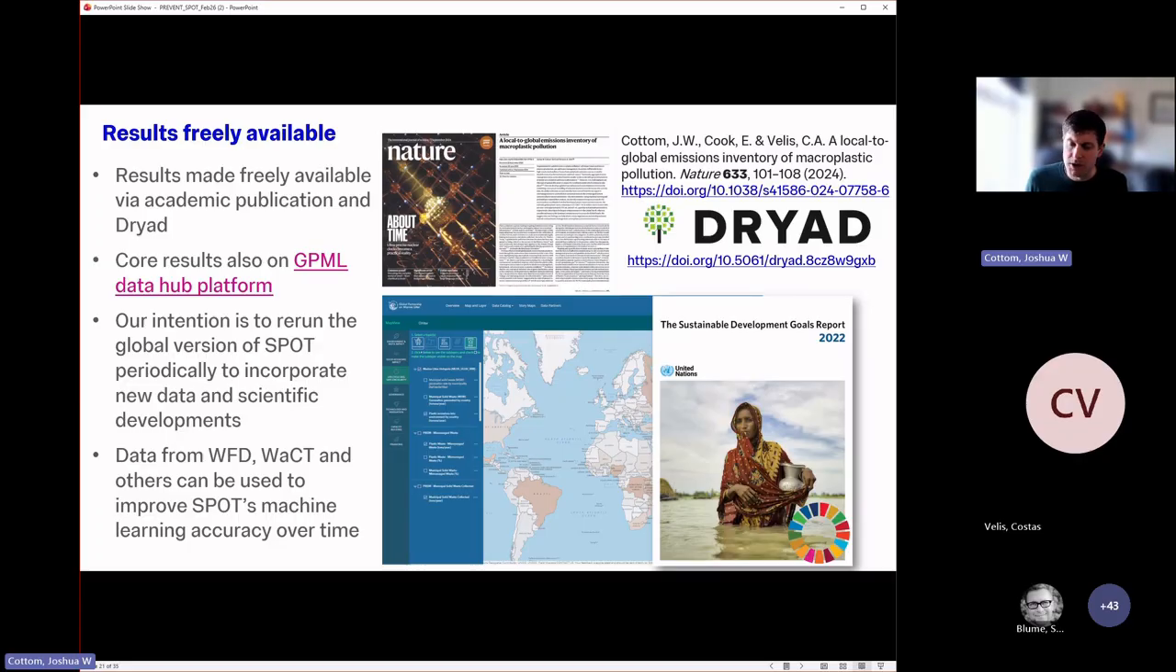And the results have also been included in the Sustainable Development Goals Report 2022. That is for SDG 11.6.1. So all of these results were for the year 2020, which is when we ran the SPOT model for. But our intention is to try to periodically keep applying the SPOT model using updated data, for instance, from other tools such as the waste flow diagrams, such as WaCT, which have been applied a lot more times since our initial run of SPOT, and be able to get periodic updates and a time series of results.